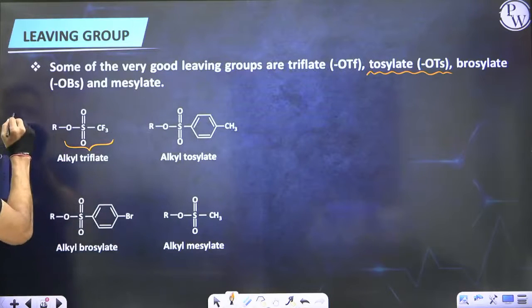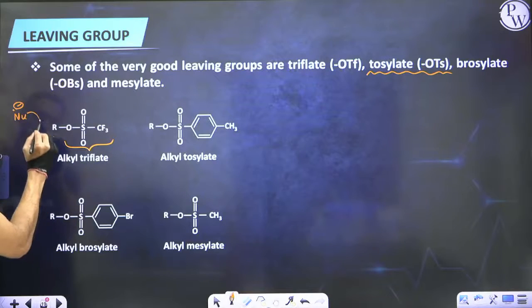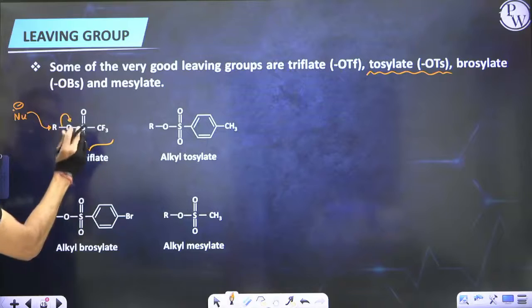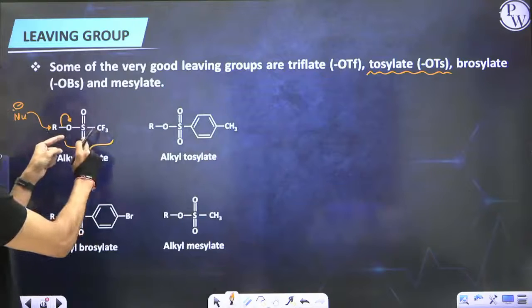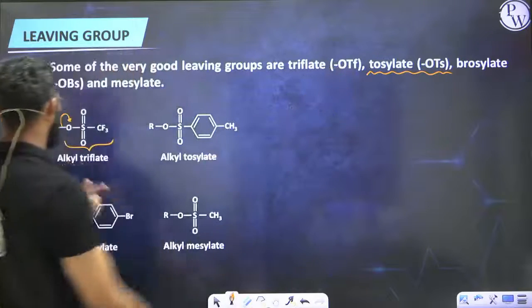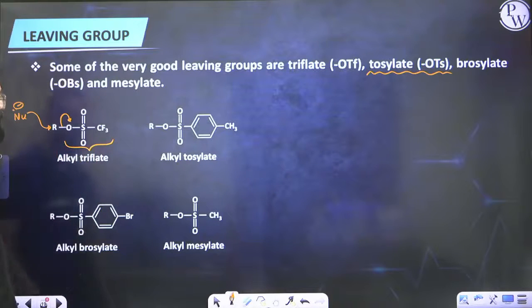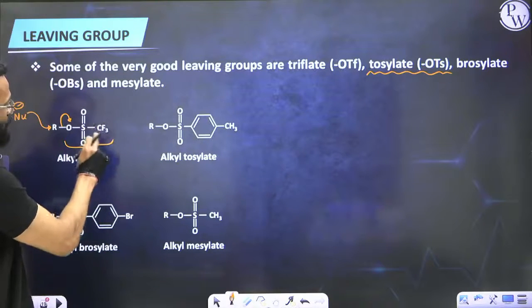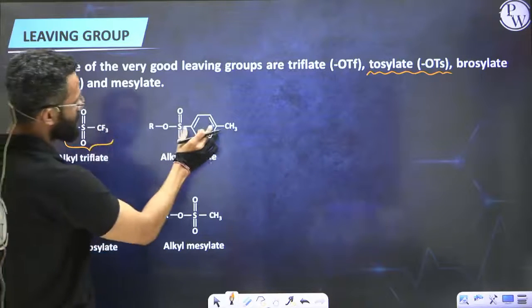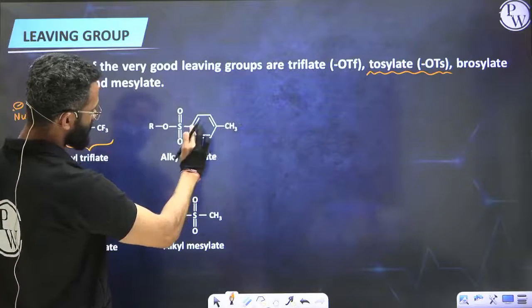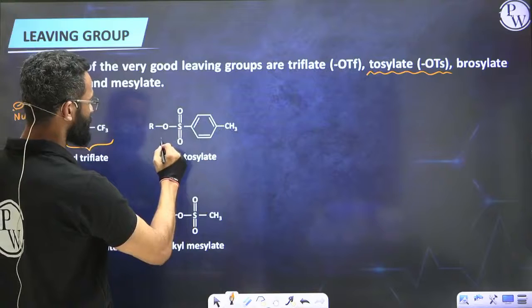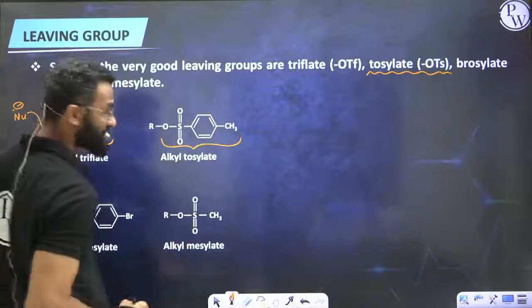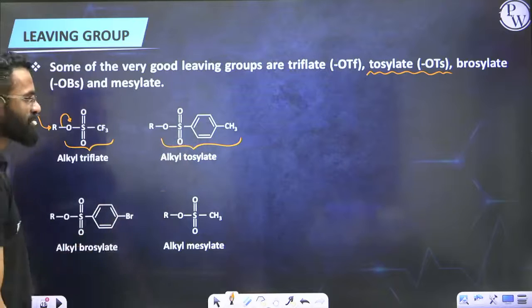Imagine if I allow this to react with some nucleophile. Because this is a good leaving group, the nucleophile will attack and immediately this molecule as triflate will leave. So this triflate is symbolized as OTf. If I attach R here, that will be alkyl triflate, which is this structure. So alkyl triflate is one of the good leaving groups. Now replace this CF3 by a toluene group, that is benzene carrying CH3 at the para position. Because we are putting toluene here, now this is called tosylate. So this is an important structure. Remember, tosylate. So alkyl tosylate is another commonly used leaving group.